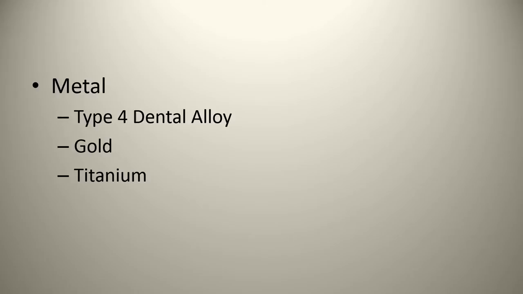In some sort of a fixed prosthesis or like a bridge, you're going to want to use a type 4 dental alloy for the stiffness. So you can use gold, you can use titanium. There's all the other types of materials that are out there.